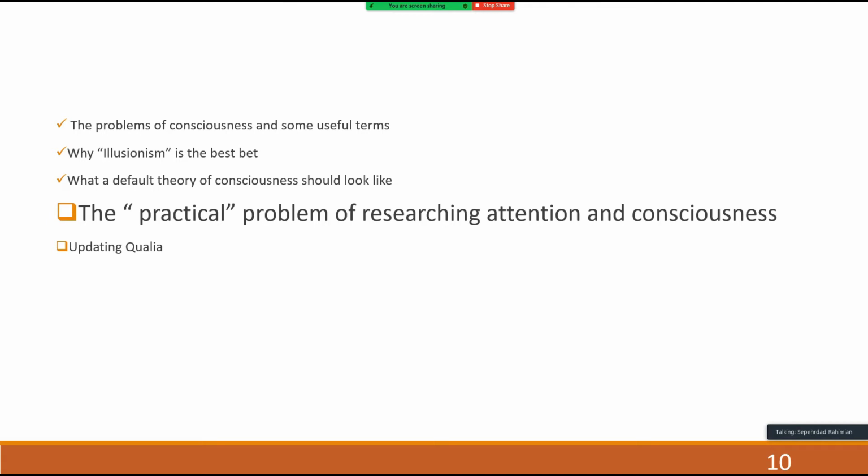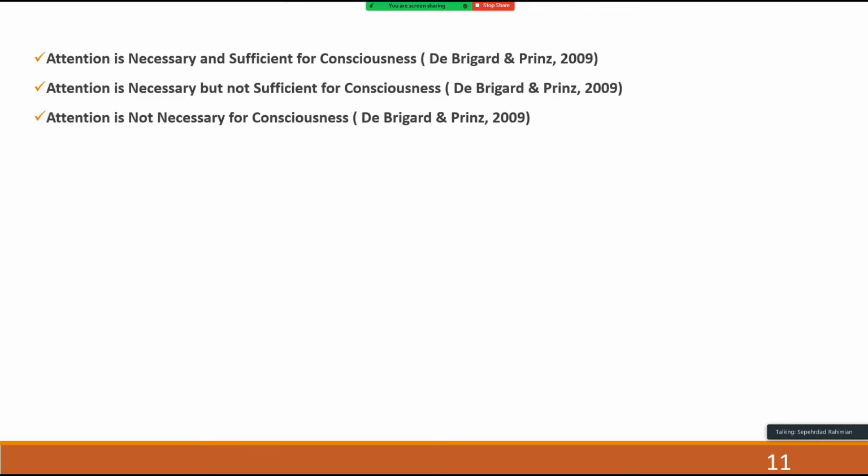So the practical problem of researching attention and consciousness is that in one paper, Brigard and Prinz argue that there are different piles of experimental support for any of these claims. Attention is necessary and sufficient for consciousness. Consciousness is selective, attention is selective, and you can have a model where things are selected by attention and then sent to consciousness. Or attention is necessary but not sufficient for consciousness. Or attention is not necessary. There is evidence for all of these things, and depending on how you want to define attention and consciousness, things become more complicated.